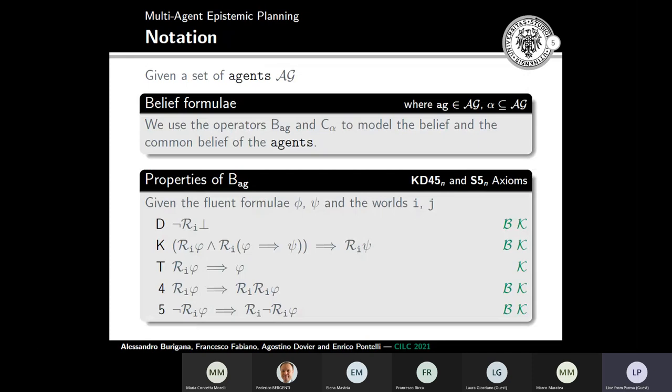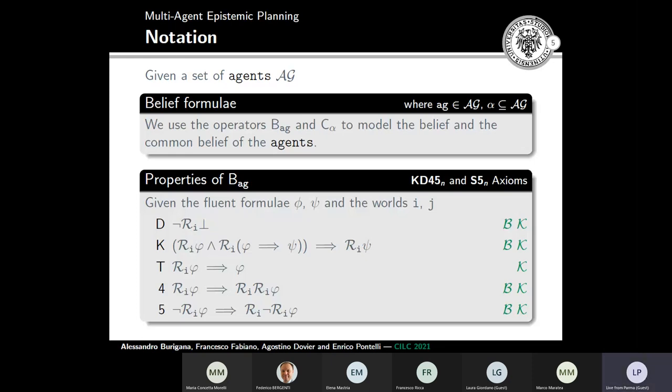And similarly, we have the common belief operator, where alpha is a non-empty set of agents, which represents the common belief of the agent group alpha, which intuitively means that every agent in alpha believes that a formula is true, every agent in alpha believes that every agent in alpha believes that phi is true, and so on ad infinitum.